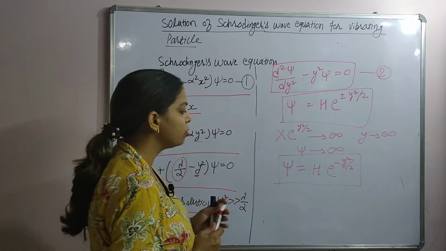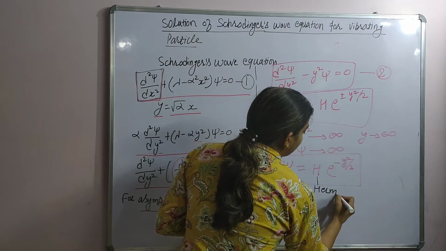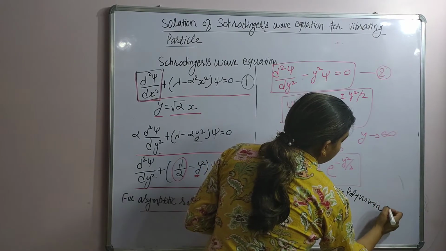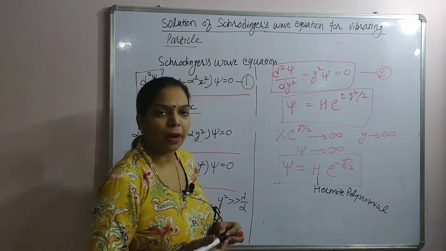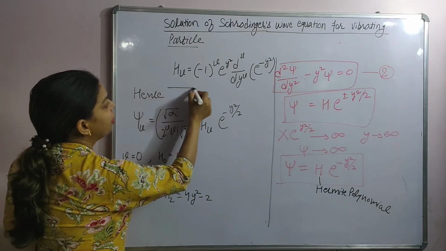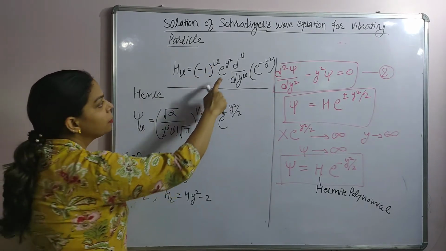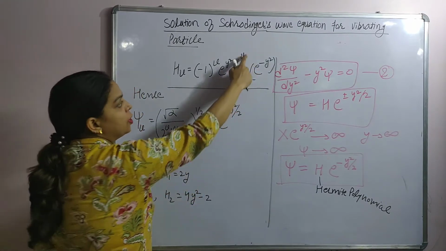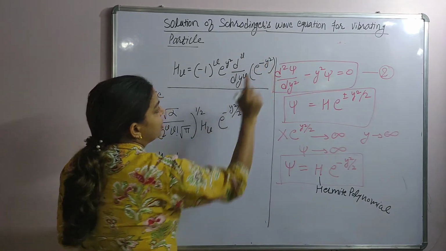This is the acceptable solution, and H here is the Hermite polynomial. So let's see what is the expression for the Hermite polynomial. For this Hermite polynomial, we have a general expression: minus 1 raised to the power the vibrational quantum number, e to the y square, d to the power vibrational quantum number, the differential of the order of vibrational quantum energy level, and e to the minus y square.